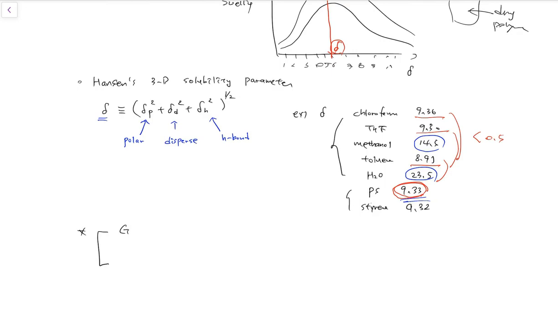So, as a result, good solvent and poor solvent. For a good solvent, basically the solubility parameter delta between solvent and polymer closely match with each other. But for a poor solvent, it is not.